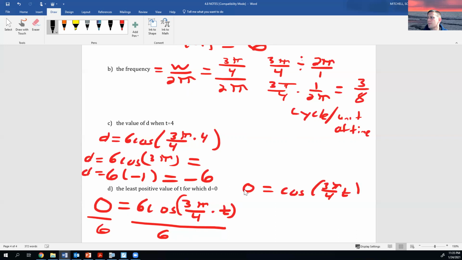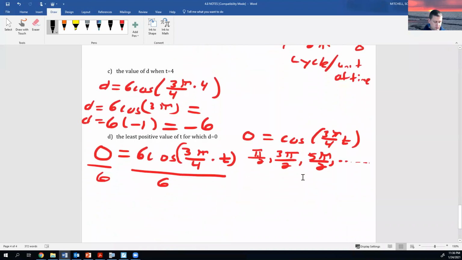Our period will influence that. So where does the cosine of 3 pi over 4 times t equal 0? Really what you're trying to find is when this inside part makes the cosine equal 0. Forget about this part for a minute. Where does the cosine equal 0? Well, the cosine equals 0 at pi over 2, 3 pi over 2, and then 5 pi over 2. It does keep going, but we're not going to keep going.